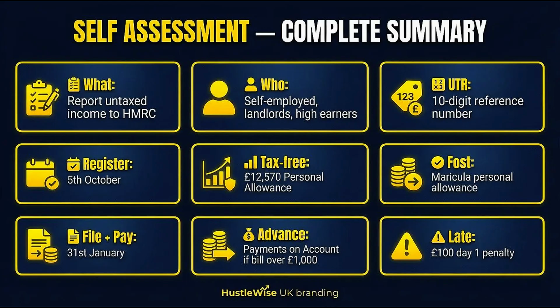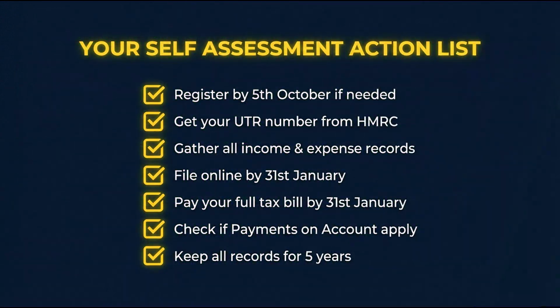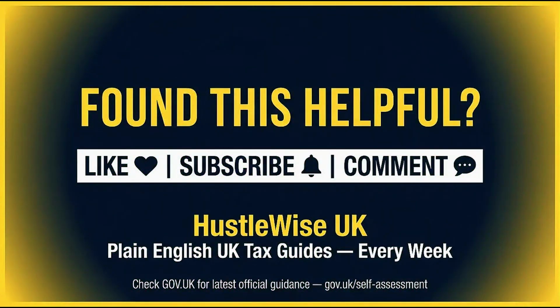Let us bring it all together. Self-assessment is HMRC's system for collecting tax on income that is not taxed automatically. Register by 5th October. File and pay by 31st January. Keep records for 5 years. Your tax is based on total income minus personal allowance, taxed at 20%, 40%, or 45%. Payments on account may apply if your bill exceeds £1,000. Penalties start immediately if you miss the deadline.